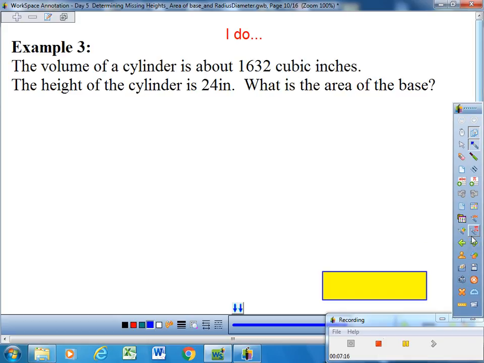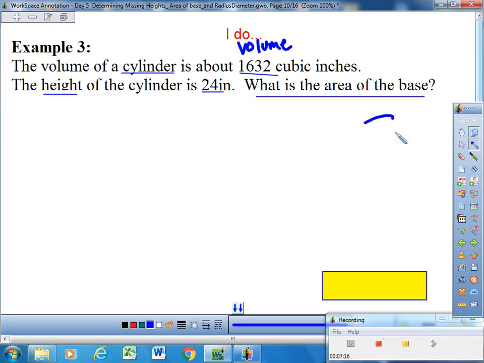The volume of a cylinder is about 1,632 cubic inches. The height of the cylinder is 24. What is the area of the base? So, write down cylinder. Volume is 1,632. Height is 24. And then what do you have to find? The area of the base.